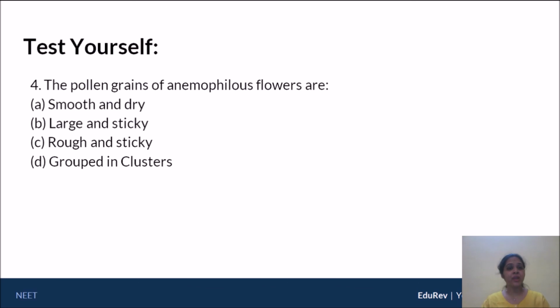The fourth MCQ. The pollen grains of anemophilous flowers are dash: A, smooth and dry; B, large and sticky; C, rough and sticky; and D, grouped in clusters. Now, obviously, it cannot be sticky in nature, since we're talking about wind pollination, and in wind pollination, it is essential that they are able to move away, separate from the dehisced anther. So option B and C are out of the question. Option D, grouped in clusters. Now, if you are grouped in clusters, that would make you heavy, and that would become difficult for wind pollination. Therefore, the answer in this particular case is option A. You need to be smooth, in other words, non-sticky, and you need to be dry, in other words, you are going to be light as well.